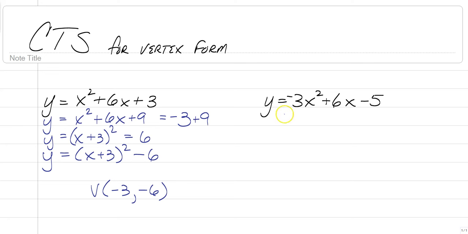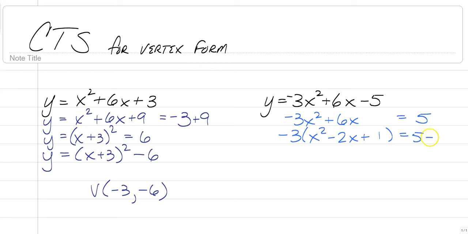Next example, the first thing you have to do is factor out a -3 after moving the 5 to the other side. So we're going to have -3x squared plus 6x is equal to 5. Divide out a -3. It's always the leading coefficient because the beginning has to be x squared. So minus 2x, and plus half of 2 is 1, squared is 1. And remember, this is a -3 times 1, so we're actually going to subtract 3 from the right as well.